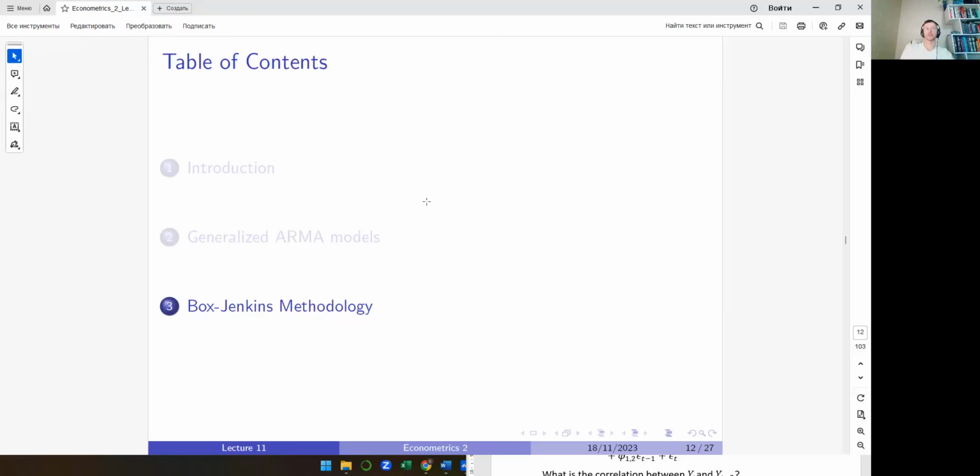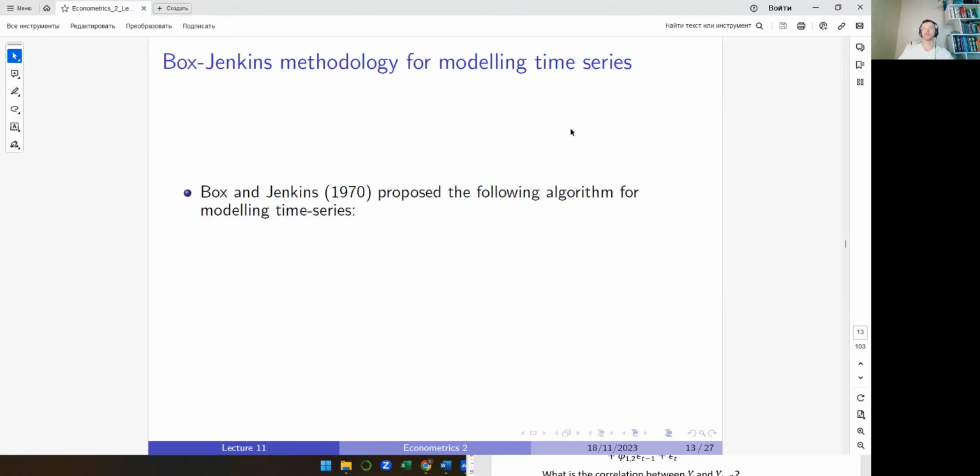Well, if there are no questions, then let's move to the core part of this lecture, Box-Jenkins methodology. So this is about how to work empirically with the real data and how to model time series kind of in the most appropriate way. So these two authors back in the 1970s proposed the following algorithm for modeling time series. And this algorithm is still kind of the standard algorithm for doing this.